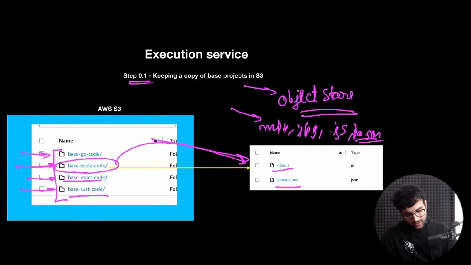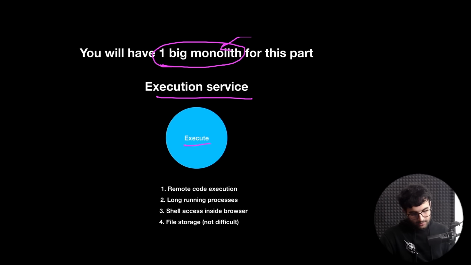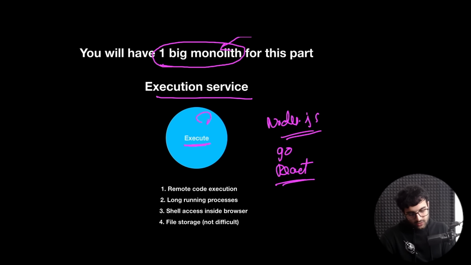After you've done that, after you know you've created the base code for all the stacks, is when step 0.1 is done. This is before you actually even start coding, before you even create a platform like Replit. Step 0.2 is bringing all the languages that you support onto your machine. As I said, we have a single monolith called the execute server. This needs to execute Node.js code for the user, Golang code for the user, React code for the user, whatever our user supports, it needs to run over here.